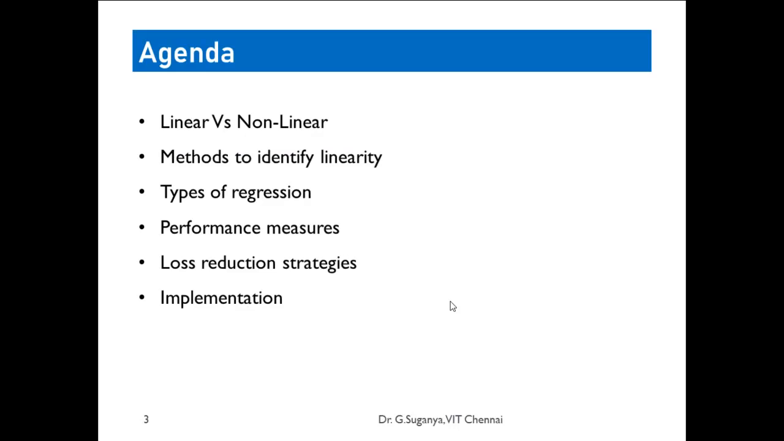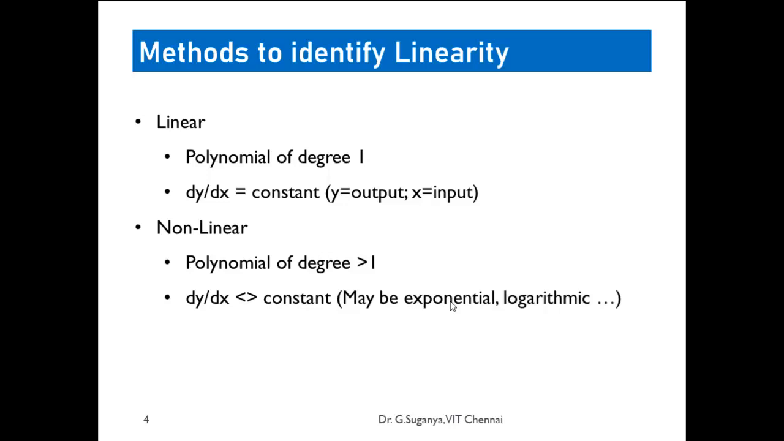We will be looking at what linearity and non-linearity mean, and what the methods are to identify whether a data set is linear. We'll look at the different types of regression algorithms available. How are we going to measure the performance of a particular algorithm? Then, having measured the performance, how to improve the performance, that is loss reduction strategies, and then we'll move on to looking at how this could be implemented using a Jupyter notebook in Python.